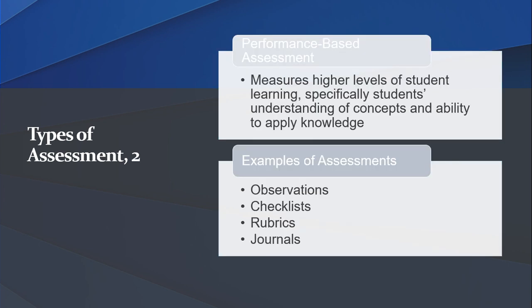Formative assessment is typically implemented at the beginning or during a unit of instruction. It informs teachers and students whether students are learning and suggests how to plan upcoming lessons for students to achieve the unit goals and objectives. Summative assessments, on the other hand, are implemented at the end of a unit of instruction and inform the students and teachers what students have learned over the course of the unit. Usually these are equated with a grade, and performance-based assessment measures higher levels of student learning, specifically students' understanding of concepts and the ability to apply knowledge.